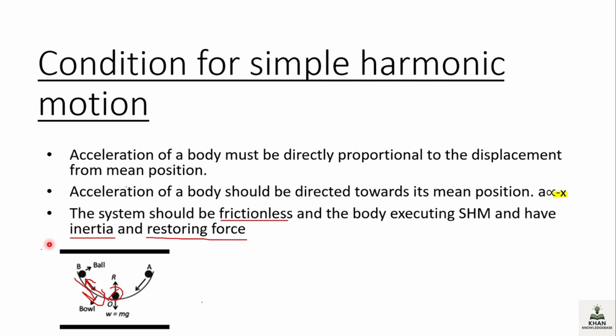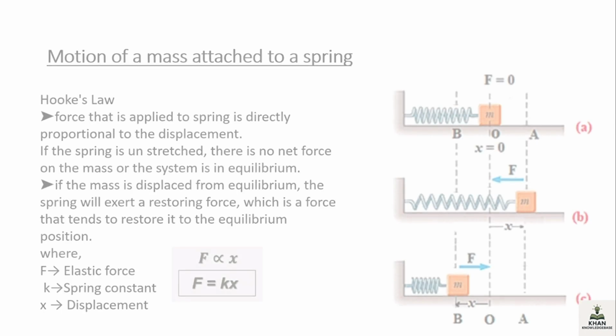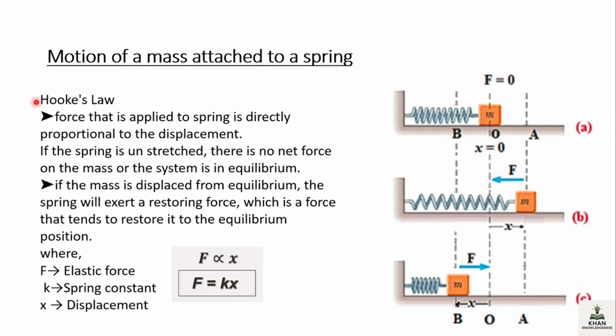Now, further, we can move toward an example of simple harmonic motion, which is the motion of a mass attached to a spring. Now, as we studied in class 9th, Hooke's law: the force that is applied to a spring is directly proportional to the displacement. This law states that when you pull or push a spring, the force exerted to return it to its original position will be directly proportional to how much you moved it from that original position.